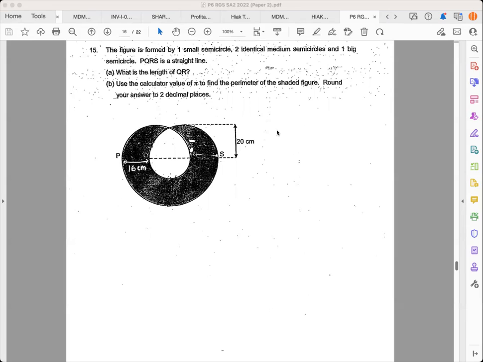Next, let's find out where the two identical medium semicircles are. So these are the identical medium semicircles. One medium, and there's the second medium. Okay. And one big semicircle. So where's the big semicircle? The big semicircle is here. This is the big semicircle.